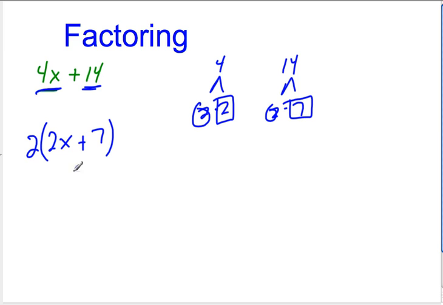And so this is what factoring is. You start with this green one and you turn it into this. You can see it's the opposite of the distributive property, because distributing would give you 4x plus 14. So it's the opposite of that.